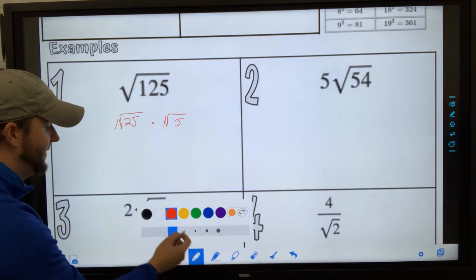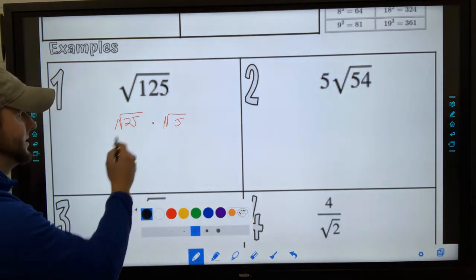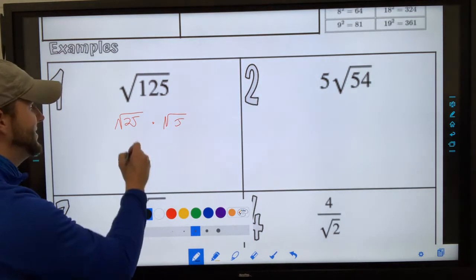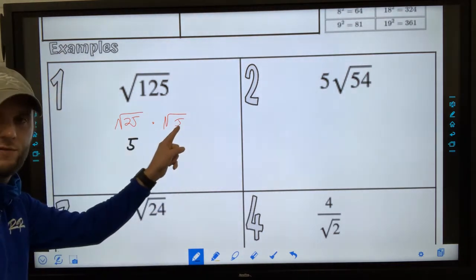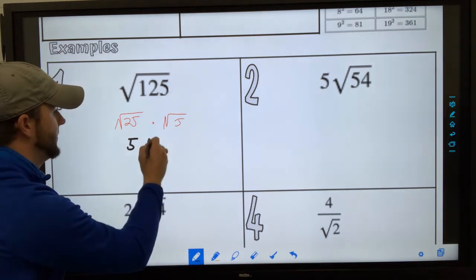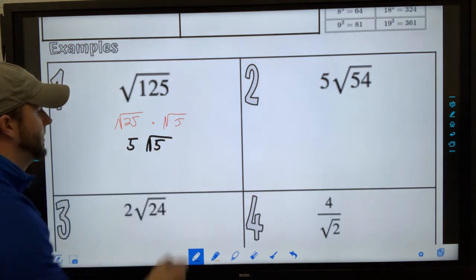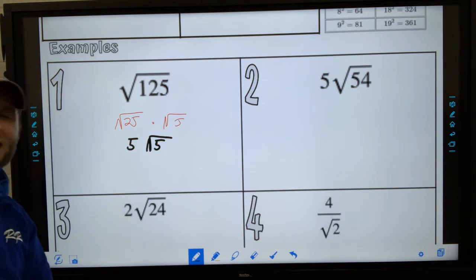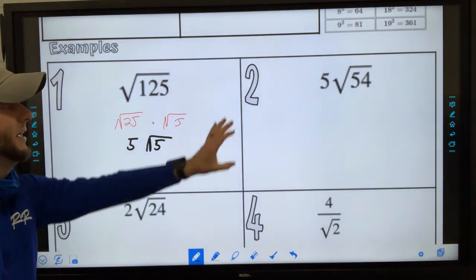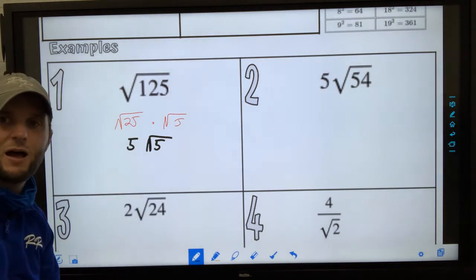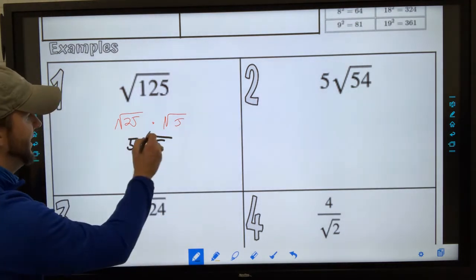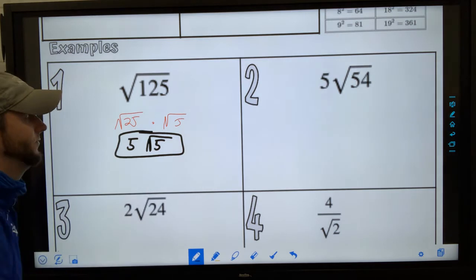So now I can break this up even further because the square root of 25 is going to give me 5. And then I don't have a square root of 5, so I'm going to bring down the square root of 5. Right now, the square root of 5 cannot be broken down any further because none of those perfect squares can divide evenly into 5. So your final simplification is going to be 5 square root 5.